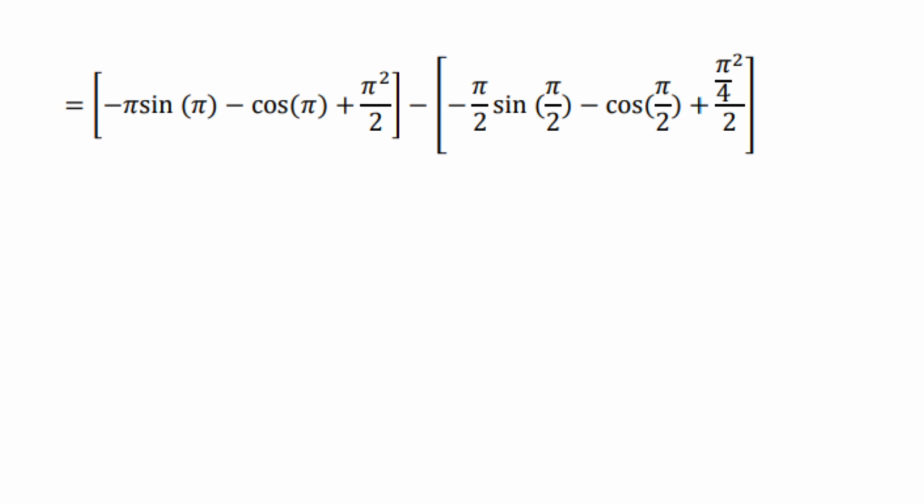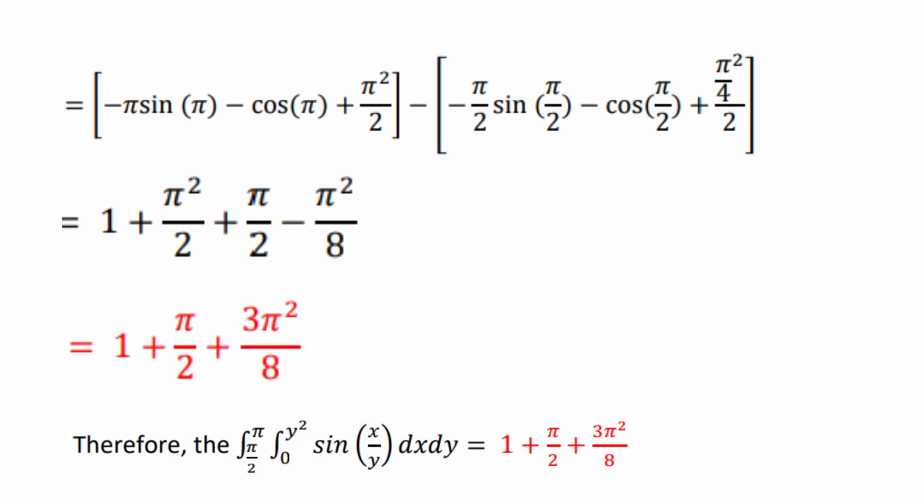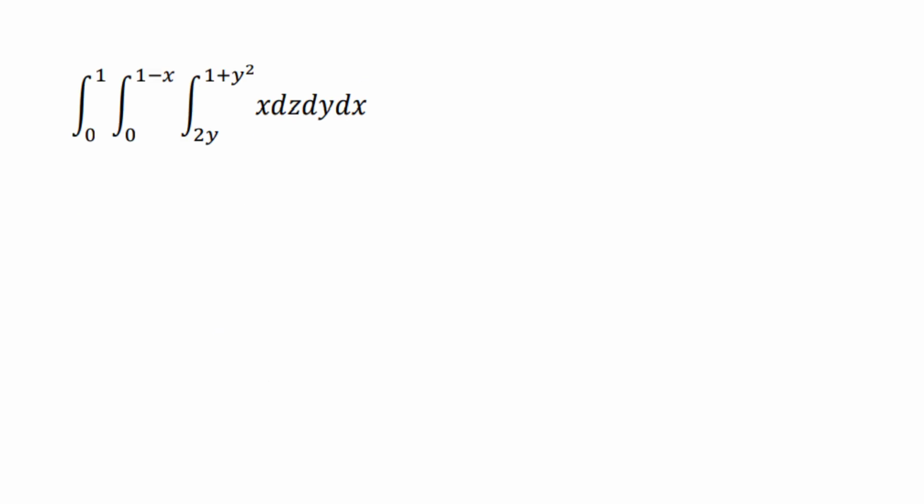Now we have 1 plus pi squared over pi plus pi halves minus pi squared over 8. Pi squared over 2 minus pi squared over 8 is equal to 3 pi squared over 8. Therefore, our final answer is 1 plus pi squared plus 3 pi squared all over 8. And now, let's proceed to another item. This item is an example of triple integral.